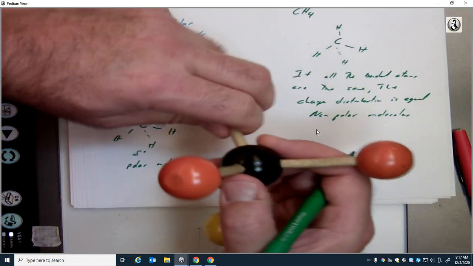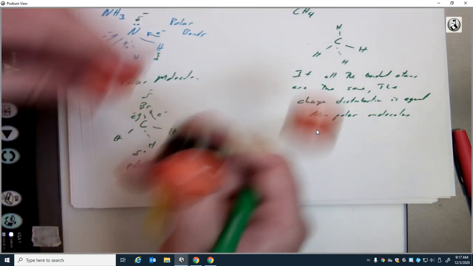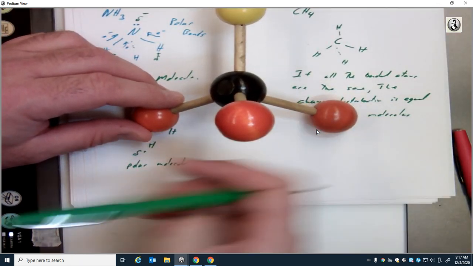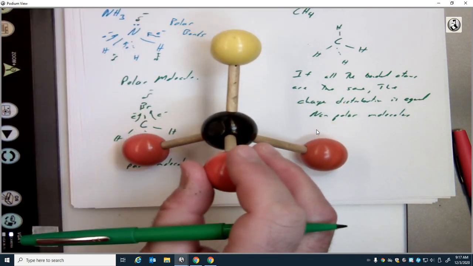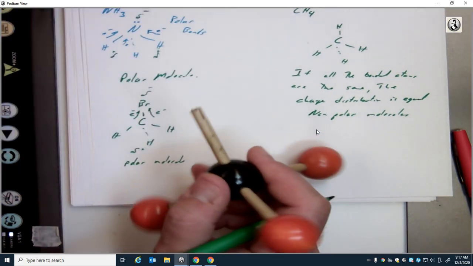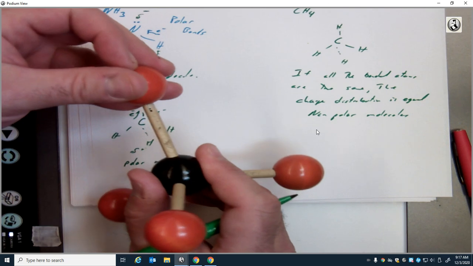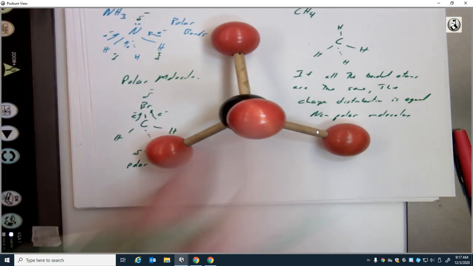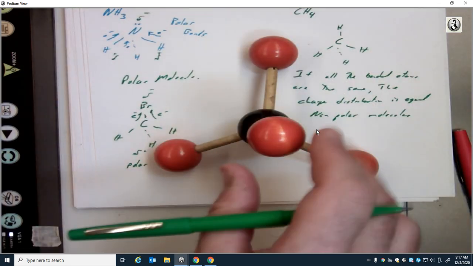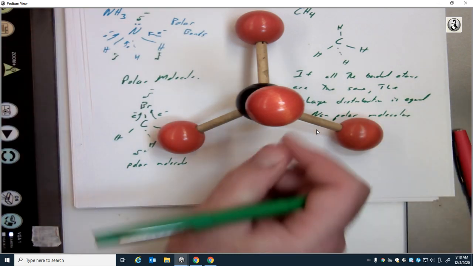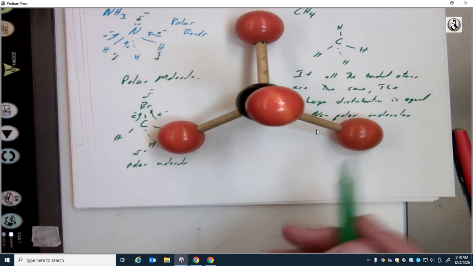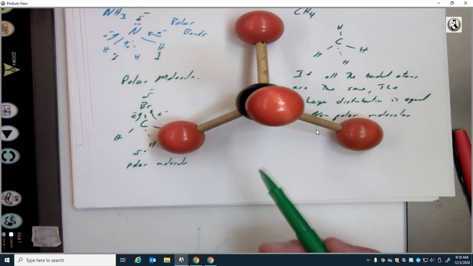If I change three of them, this side is slightly negative. This side is slightly positive. This is a polar molecule. If I put a fourth bromine on, though, this now becomes symmetrical again. We get an equal charge distribution. The whole outside is negative, and the inside is positive. Right? So we don't have negative and positive ends. So we're right back to a nonpolar tetrahedral.